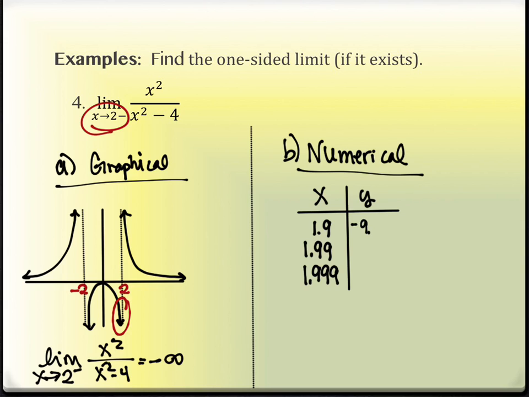So I've got negative 9.256401. If I go down one, I have negative 99.250627 if I round. And the last one is negative 999.250063, I believe. Are those the numbers yours are showing up at?